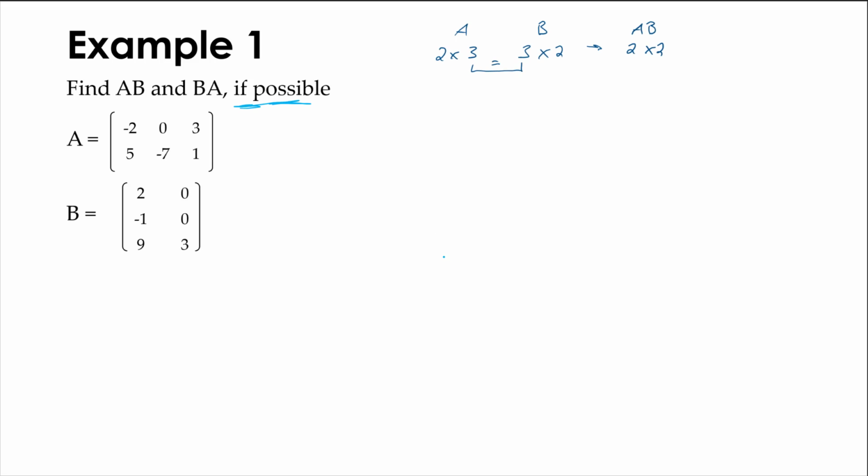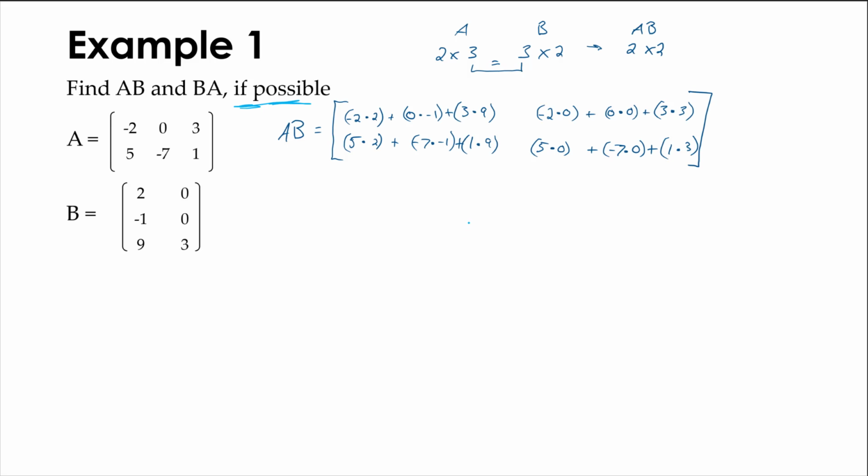Okay, so I've got A, which is a 2 by 3, and B, which is a 3 by 2. So our 3's are equal to each other, and I know that AB is going to be a 2 by 2 matrix. Okay? So again, our process, I'm taking a look at the first row and the first column.